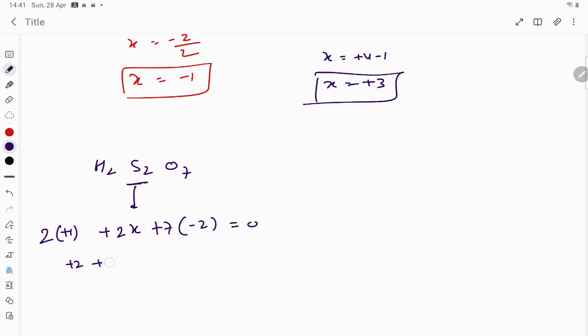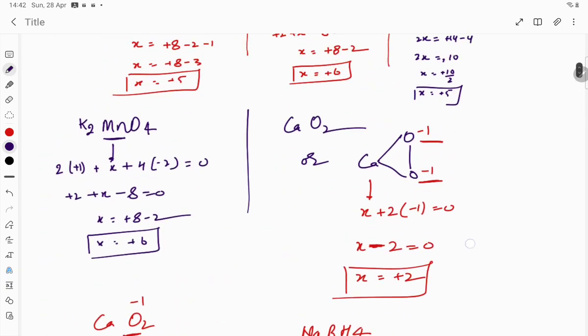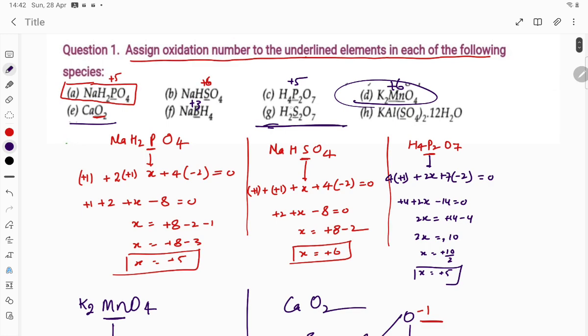So plus 2 plus 2x minus 14 equal to 0. So 2x is equal to, this will go plus 14 minus 2. So 2x is equal to how much is it going to be, students? Plus 12. So x is equal to plus 12 by 2. So x is plus 6. So sulfur is plus 6. This is the group oxidation state of sulfur. So this is absolutely correct.